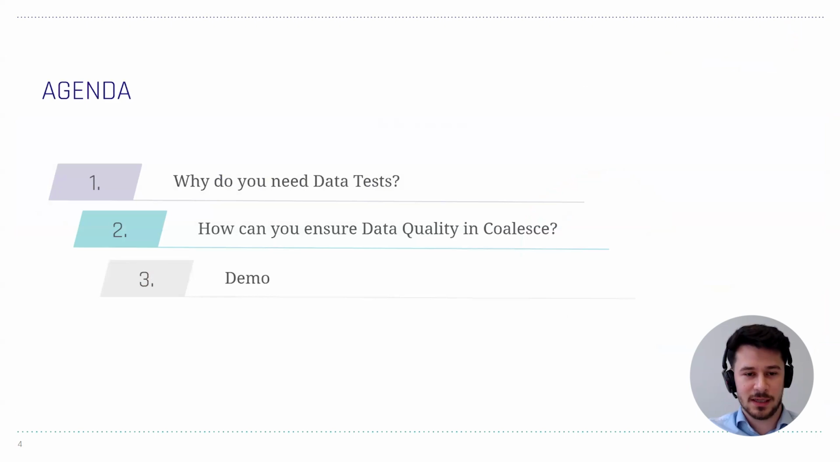So let's get into today's topic. As I mentioned, it's about data tests. I'm going to give a brief introduction about why you should use data tests. Then I will talk about how you can make sure in Coalesce that you have a certain degree of data quality, or how you can improve your data quality in your data warehousing. And in the end, I'm also going to show a demo about what kind of possibilities you have, and how you can set it up in Coalesce.